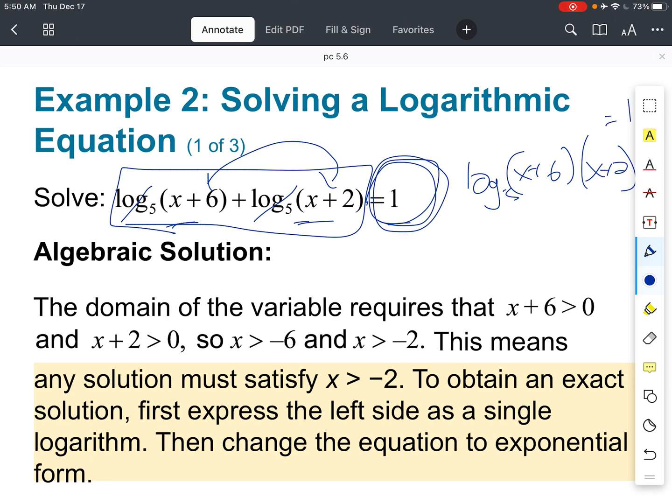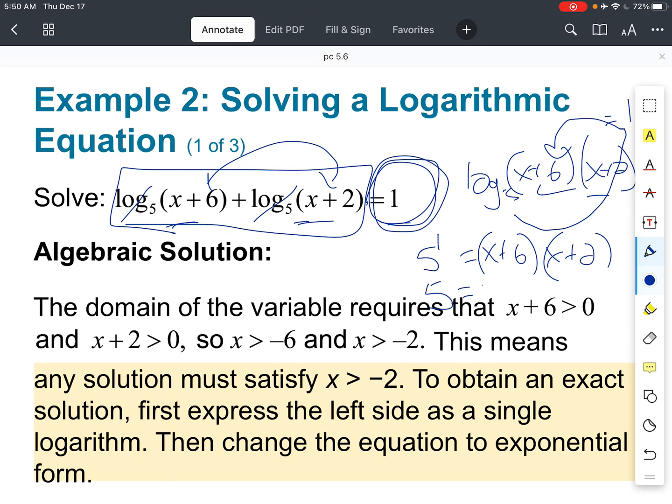Okay, so if you think about this in exponential form, 5 to the first power is equal to those two things, x plus 6 times x plus 2. So if I rewrite it as an exponential, we could say 5 to the first power is equal to x plus 6 times x plus 2. Well, 5 to the first power is just 5, so what I can do now is say 5 is equal to, and I'm going to go ahead and FOIL this out. I get x squared plus 8x plus 12.